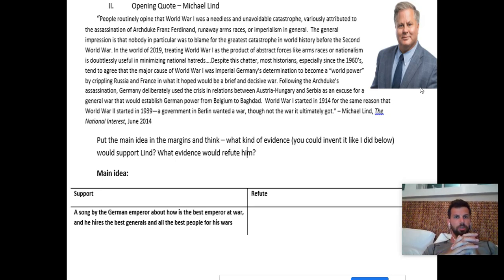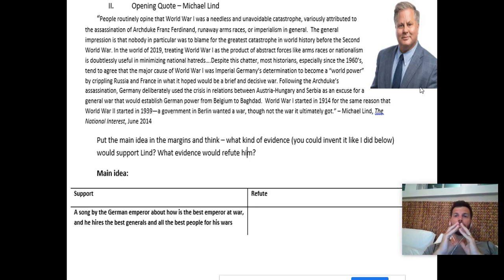He writes, people routinely opine that World War I was a needless and unavoidable catastrophe, variously attributed to the assassination of Archduke Franz Ferdinand, runaway arms races, or imperialism in general. The general impression is that nobody in particular was to blame for the greatest catastrophe in world history before the Second World War. In the world of 2019, treating World War I as the product of abstract forces like arms races or nationalism is doubtlessly useful in minimizing national hatreds.